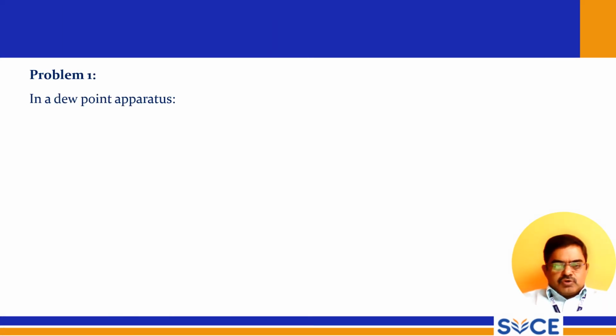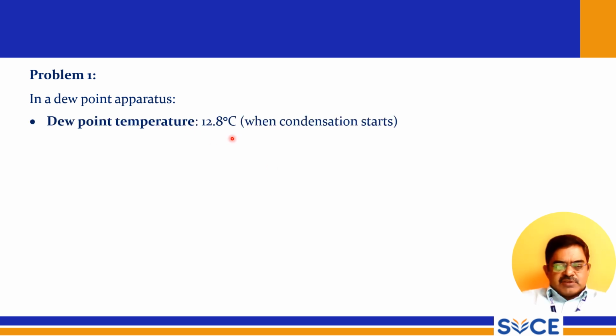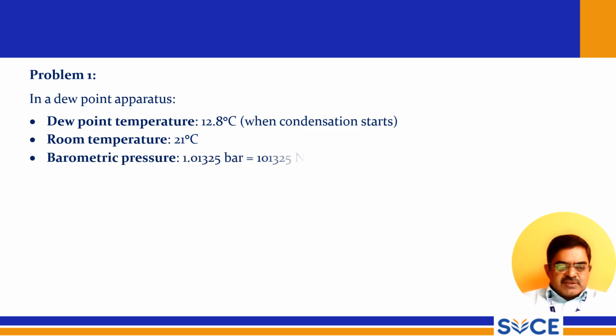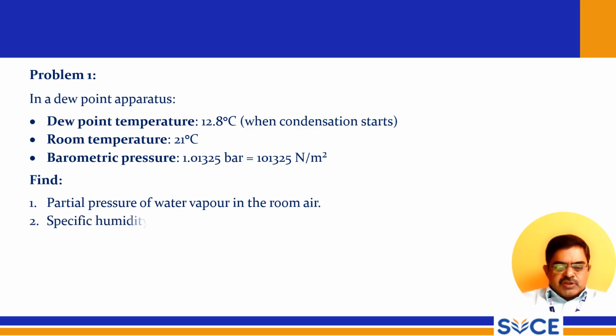So we will see a few numerical problems. Problem 1: in a dew point apparatus, the dew point temperature is 12.8 degrees Celsius, so this is the point where the condensation starts, and the room temperature is 21 degrees Celsius. The barometric pressure is 1.01325 bar, that is equal to 101325 Newton per meter square. We have to find the partial pressure of water vapor in the room air, the specific humidity, and the parts by mass of water vapor in room air. So these are the three we have to find.